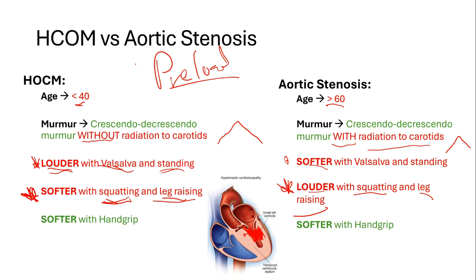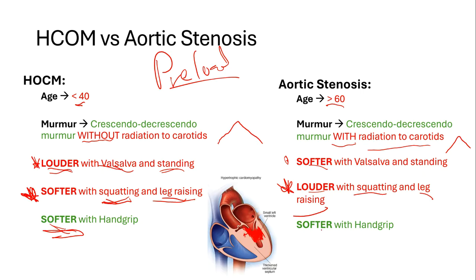Hand grip is the same for both of these. Hand grip is exactly what it sounds like. You squeeze your fist really, really tightly. This increases your total peripheral resistance. This is going to cause more blood to flow into the left ventricle. Remember, that's going to open up this ventricle, right? So with hand grip, more blood in the left ventricle, this is going to soften the murmur of HOCM.